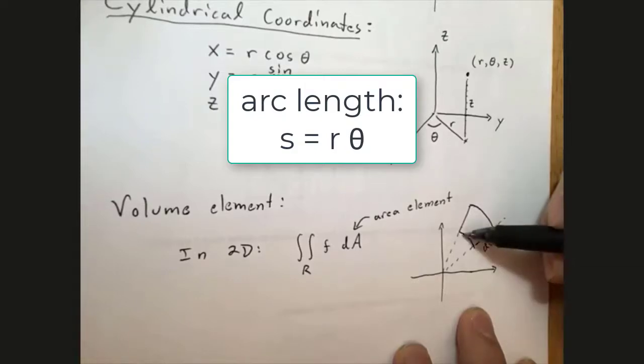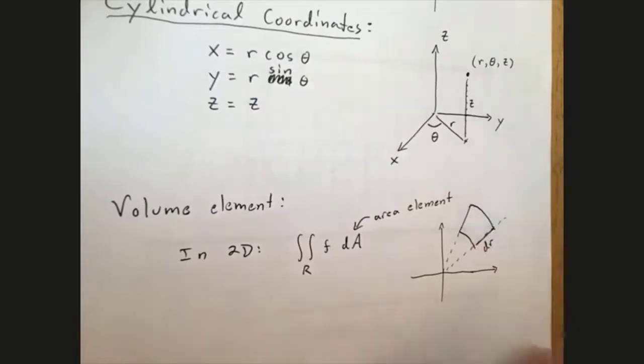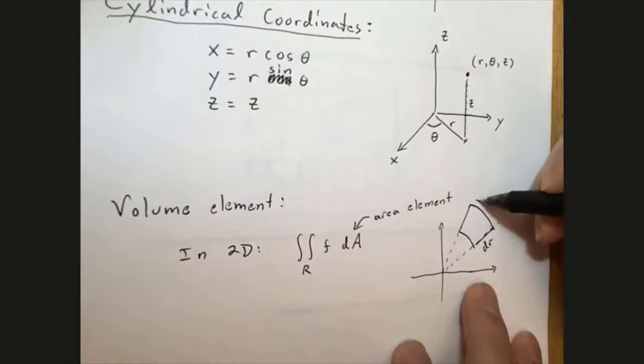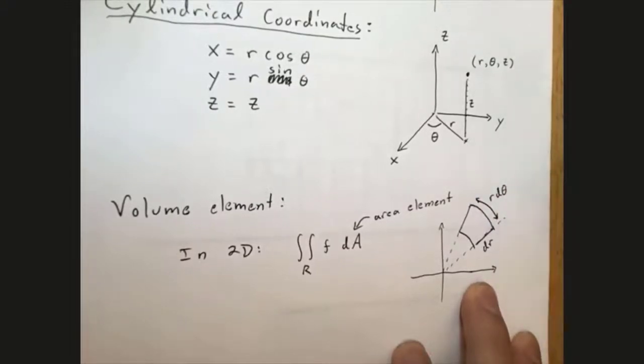And so since the amount of change in theta is d theta, I'm going to multiply r times d theta. And that's how I get this distance. That's r d theta.